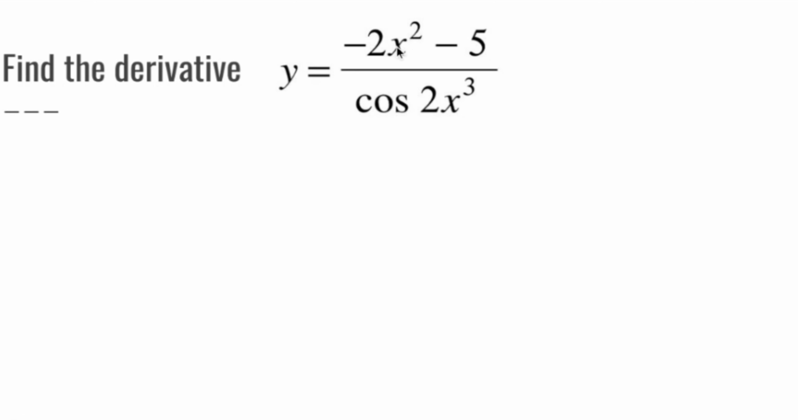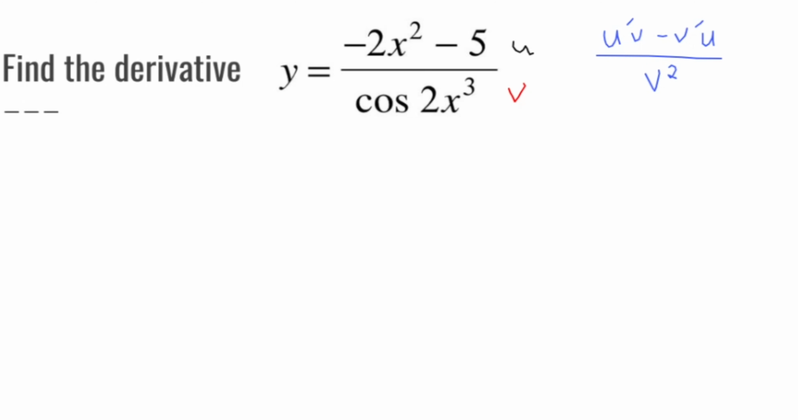Find the derivative of a polynomial divided by a trig function where the inside of the trig function is more than just x. So what we're going to have is quotient rule. I'll call u u. I'll call v v. And quotient rule is as follows: u prime v minus v prime u over v squared. So I have u, I have v, I have to find u prime, I have to find v prime, and I have to find v squared.